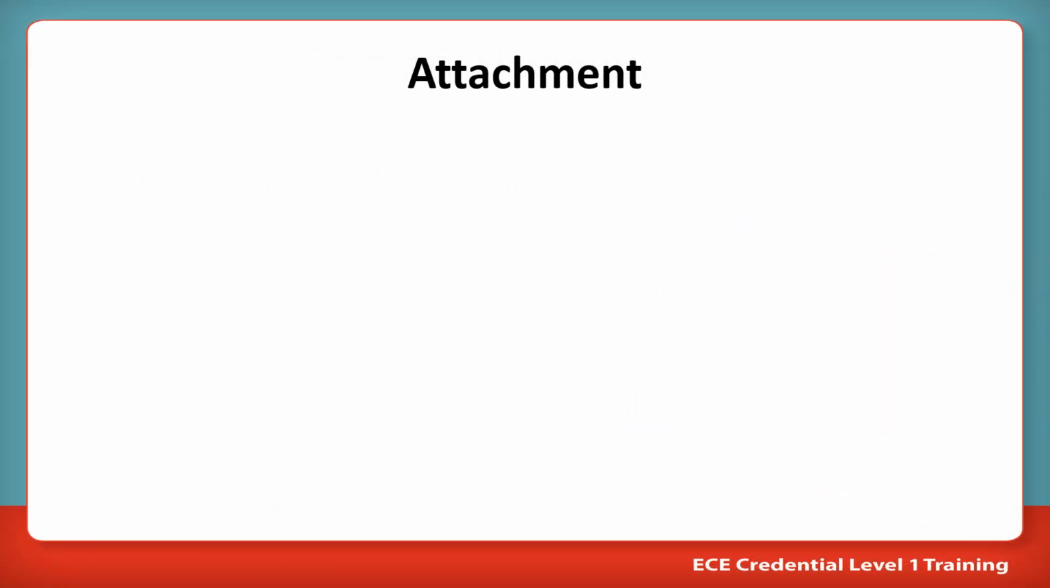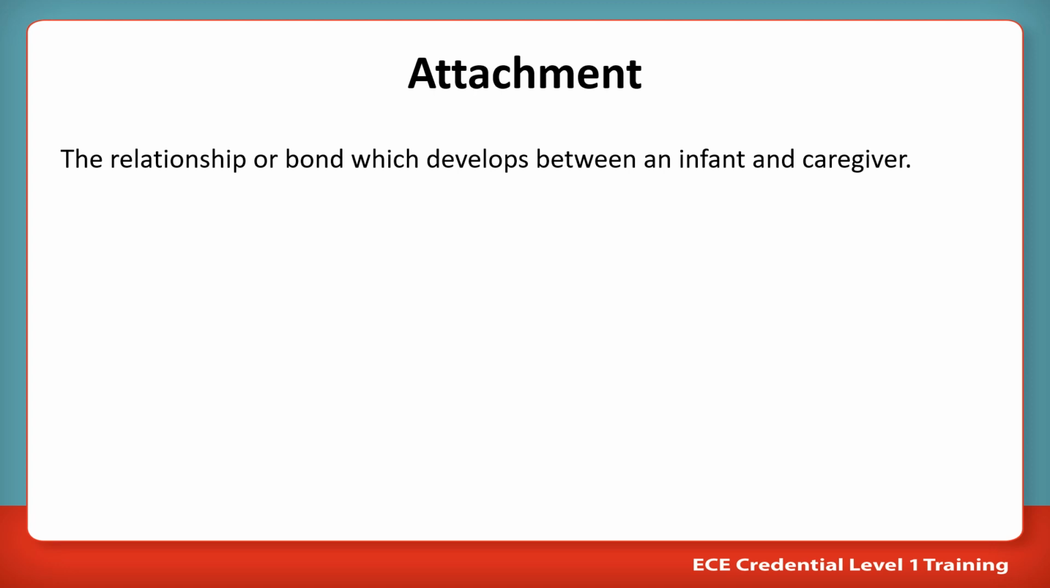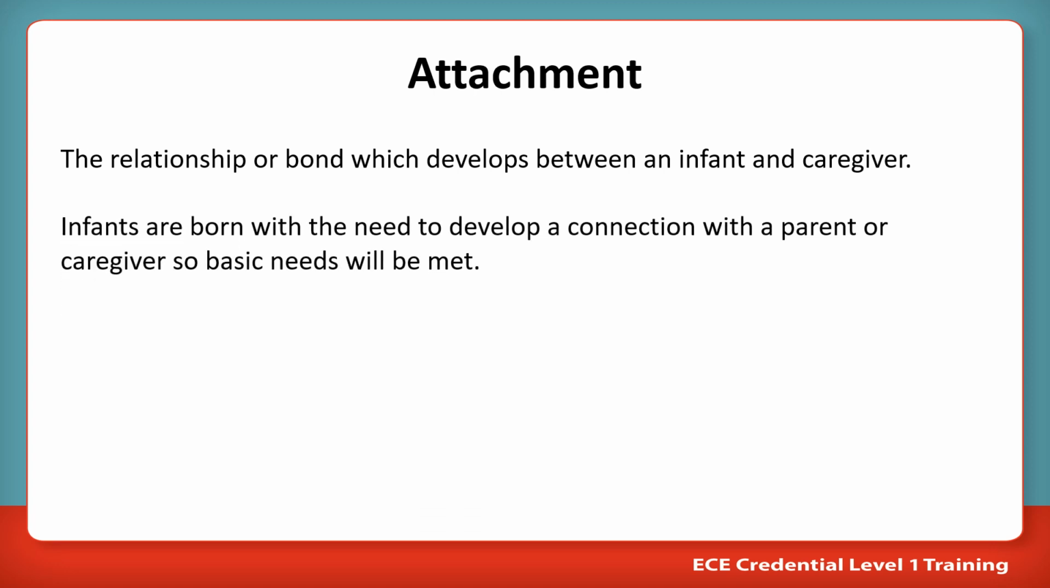The next three slides focus on attachment, which we learned about earlier in the year. Attachment is the relationship or bond which develops between an infant and a caregiver. Infants are born with a need to develop a connection with a parent or caregiver, so basic needs will be met. Babies don't know how to feed themselves, they don't know how to get a bottle, they don't have the ability to change their own diaper, so they really need to connect with a parent or caregiver just to meet those basic needs.